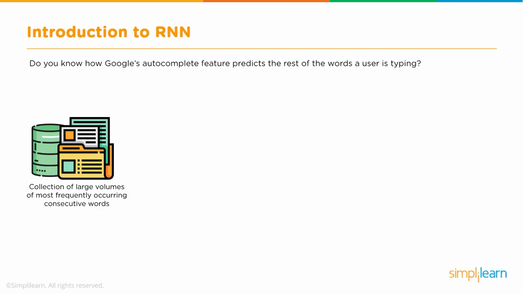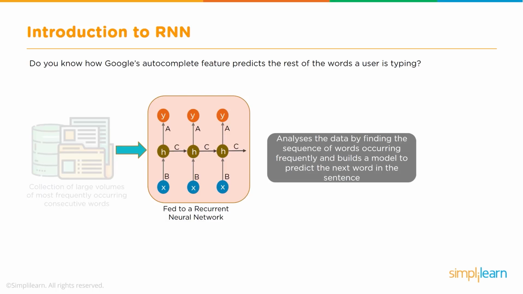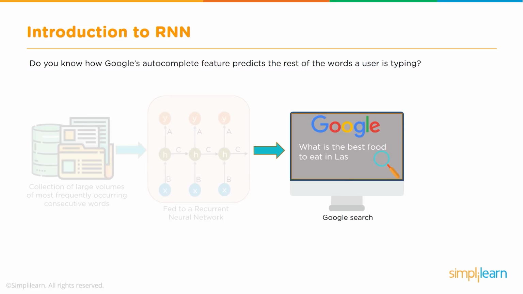Well, first there's a collection of large volumes of most frequently occurring consecutive words. This is fed into a recurrent neural network, which analyzes the data by finding the sequence of words occurring frequently and builds a model to predict the next word in the sentence. And then Google, what is the best food to eat in Las, I'm guessing you're going to say Las Mexico. No, it's going to be Las Vegas.